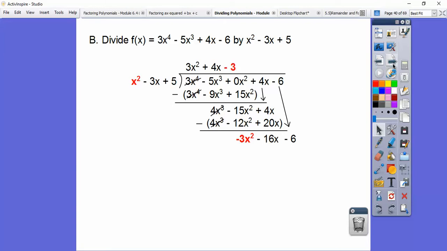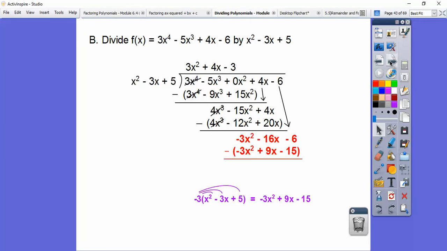Then we multiply, okay? So here we go. We're going to multiply that negative 3 times this whole thing, okay? So negative 3 times that trinomial gives us that right there. Then we wrap it in parentheses and we subtract, okay? All right, so those guys cancel. Negative 16 minus 9 is negative 25. Negative 6 minus a minus 15 is negative 6 plus 15, which is plus 9.